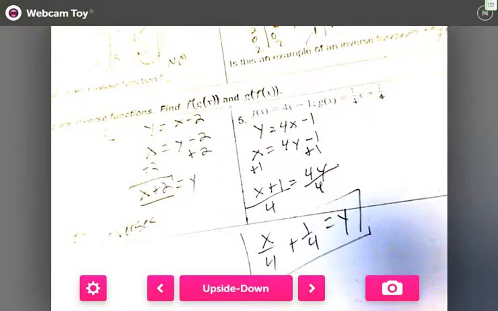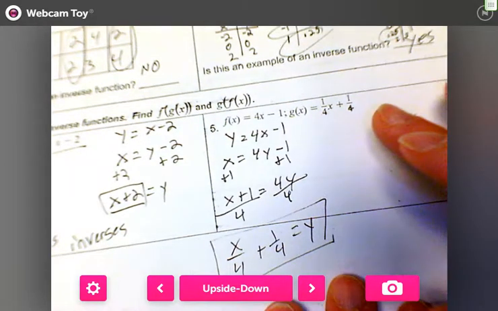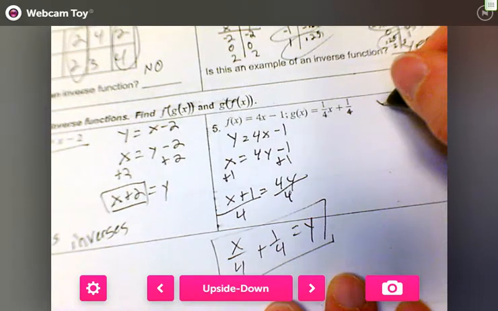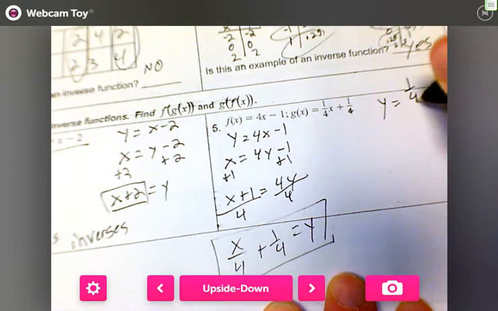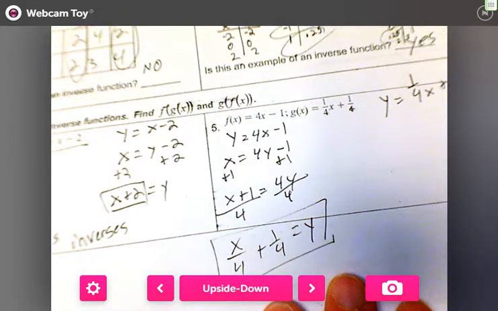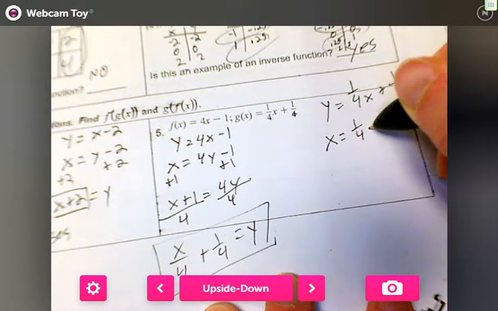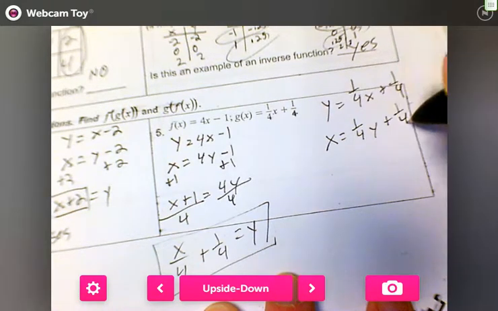Okay. Let's do it in the other direction. Remember, the first thing we're going to do is say it's y equals 1/4 x plus 1/4. Next, we're going to switch where x and y go. So we get x equals 1/4 y plus 1/4. Now what do I do?